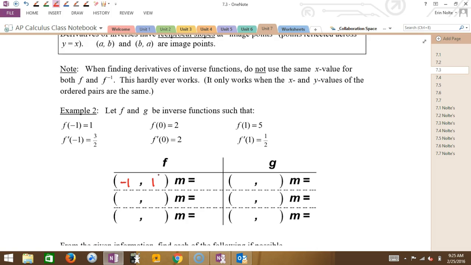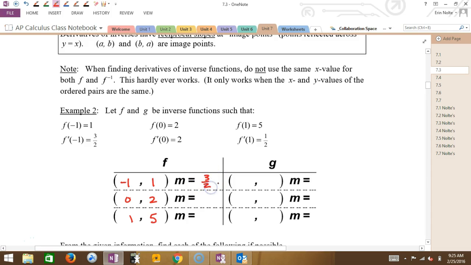Okay, if you have f of 0 equals 2, what point is that? (0, 2). So write that down below. We're just talking about the f function. And then if we have f of 1 equaling 5, that point would be (1, 5). Then what we're going to do next to it is write what the slope is at each of those points. So what is the slope when the x value is -1?